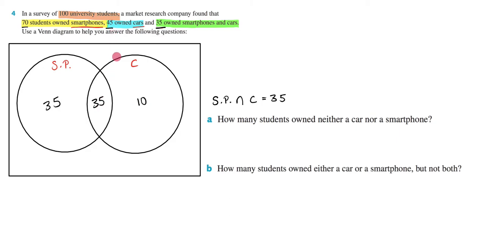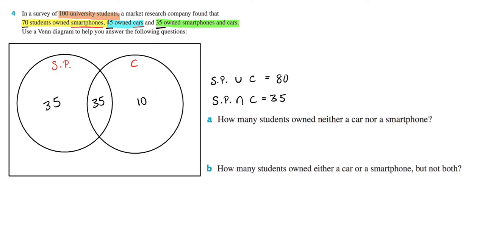Now, in order to figure out what's going to be on the outside here, what we need is to figure out what our smartphone union car is going to be. When I've got it in my Venn diagram form, it's really quite easy to tell. All I need to do is 35 plus 35 is 70, plus 10 is 80. I just need to add them all together. But let's say I didn't have my Venn diagram with me. How could I do it?